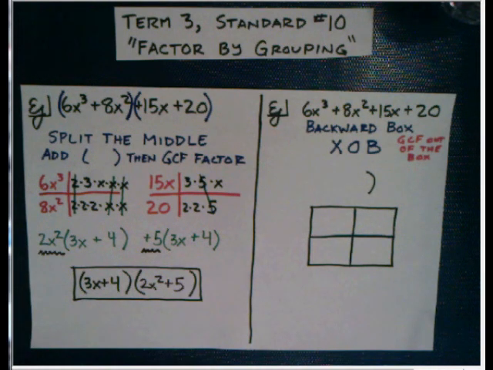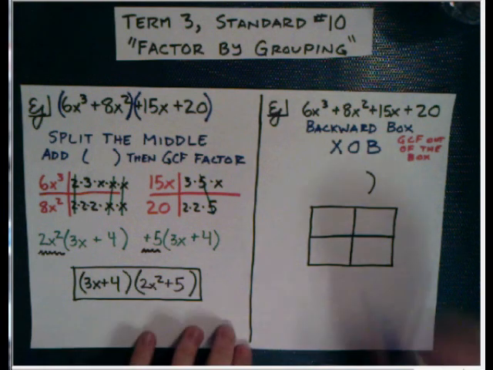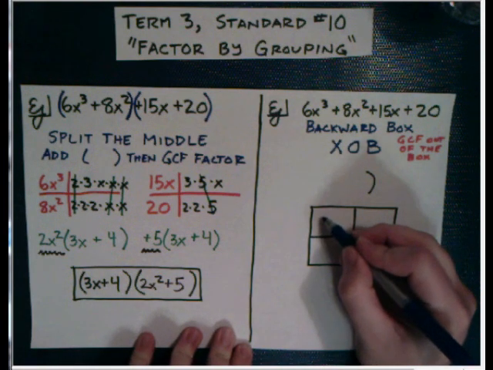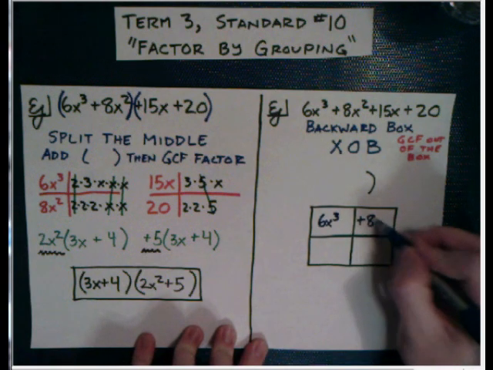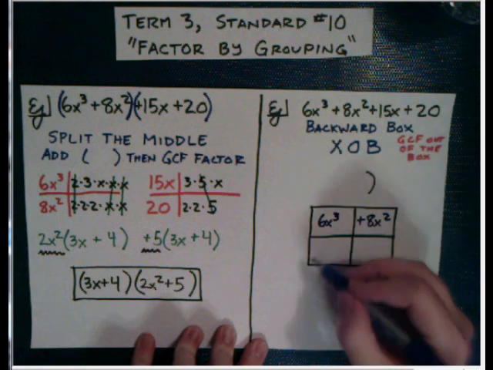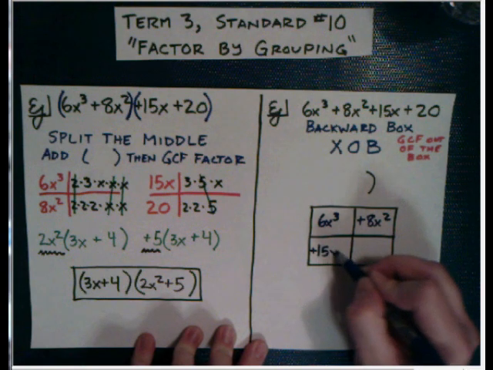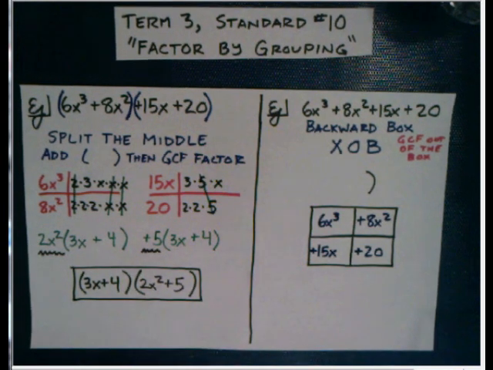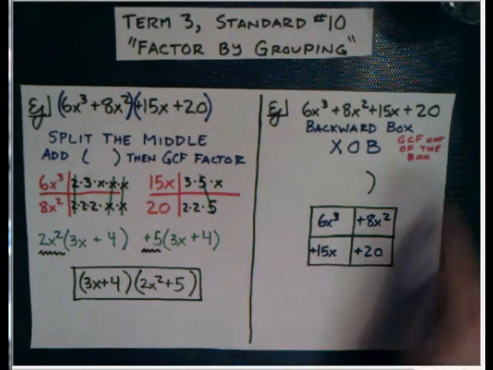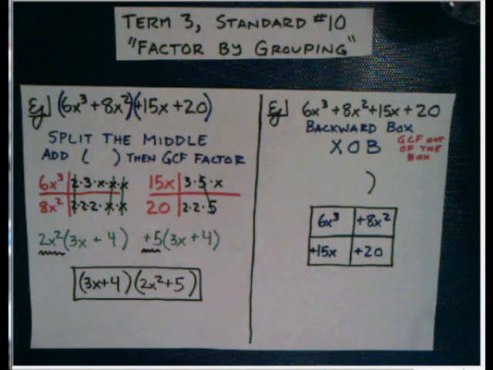Okay, so what we're going to start with is, instead of putting this stuff on the outside of the box, we're going to fill in the box. To fill it in, I'm going to take one term from each one. So 6x cubed plus 8x squared. Notice I'm bringing the sign with it. Plus 15x plus 20. I've filled in the box, and now, just as the problem says up here, I'm going to GCF out of the box.